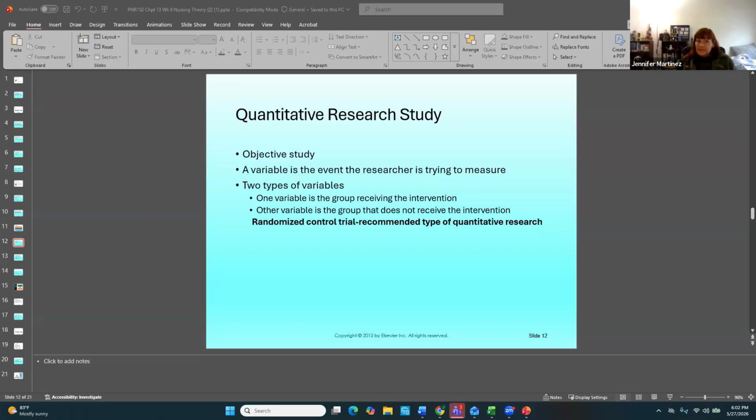And then we're going to give them the medication and collect data on the results. So is it working? Is it not working? The randomized control trial is the recommended type of quantitative research. So again, we want to do that randomized control trial. We have the two different variables, one group receiving the intervention, the other group is not.